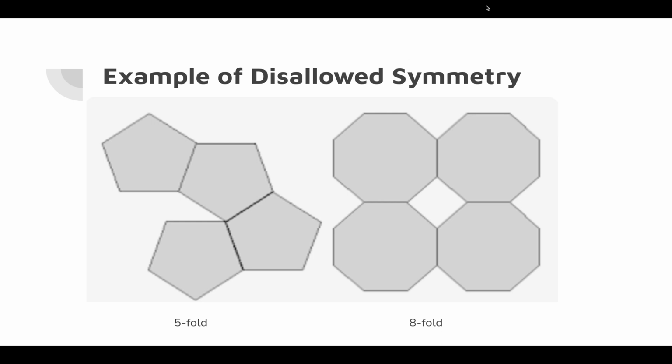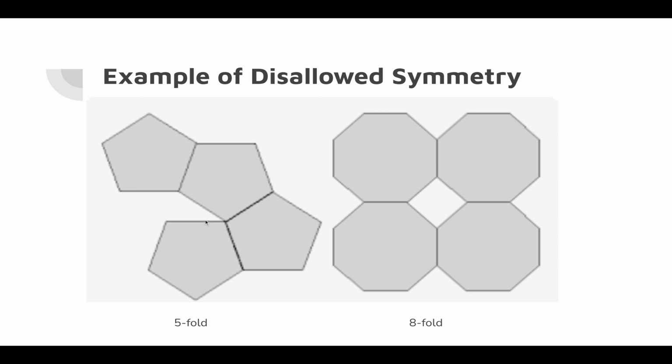Next, we are going to discuss examples of disallowed symmetry, which are the fivefold, sevenfold, and eightfold or higher rotation axes that are not possible in crystals. The reason is that the external shape of the crystal is based on the geometric arrangement of atoms, and if you try to combine the fivefold, eightfold, and other disallowed symmetries, you cannot combine them fully, because there's still going to be a gap.